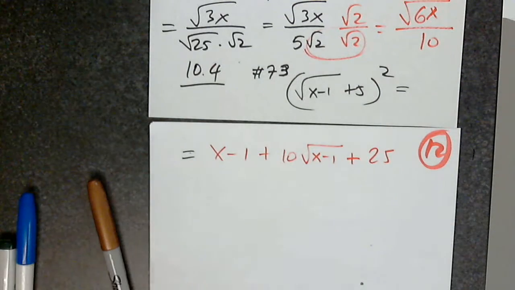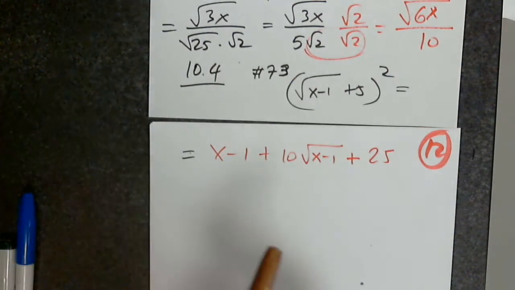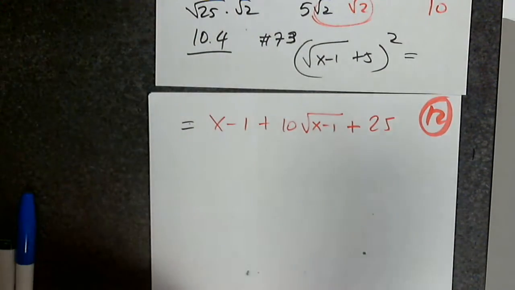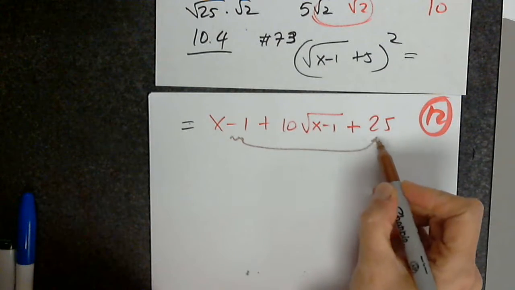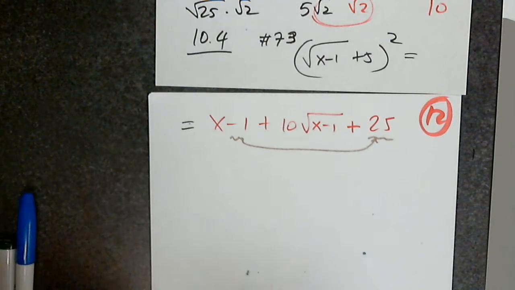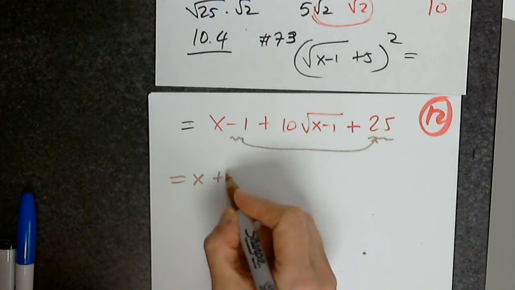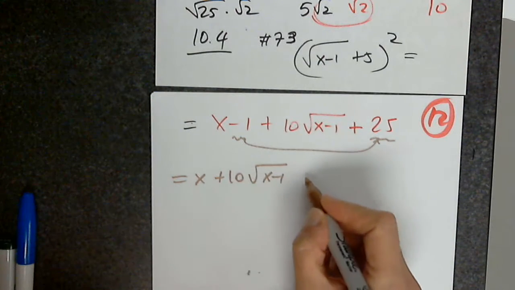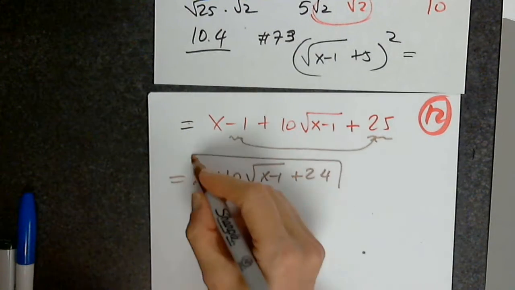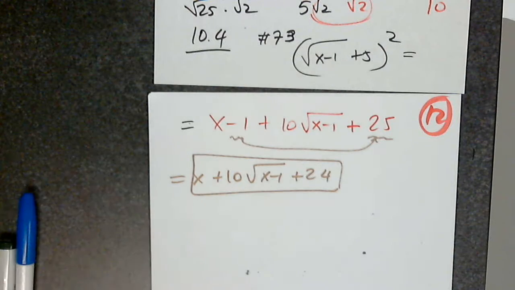Excellent. First term squared plus 2 times the first times the second plus the second term squared. Excellent. Thank you. The only thing I can do is just combine these two. There is nothing else. So I have x plus 10, the square root of x minus 1 plus 24. And no one can take this any further. This is it.